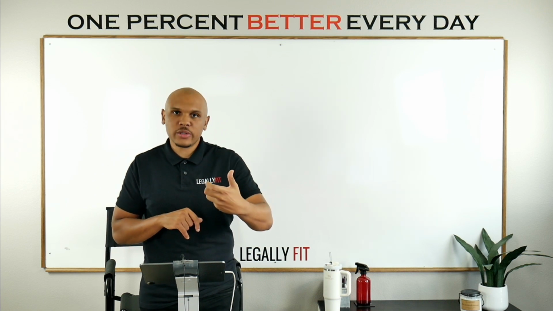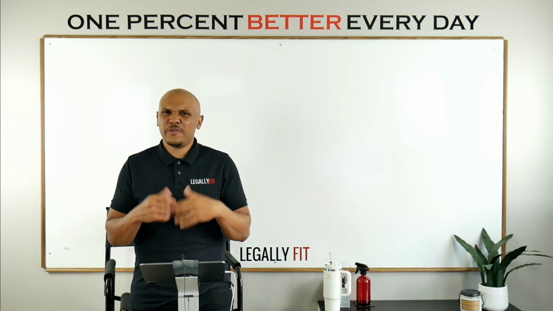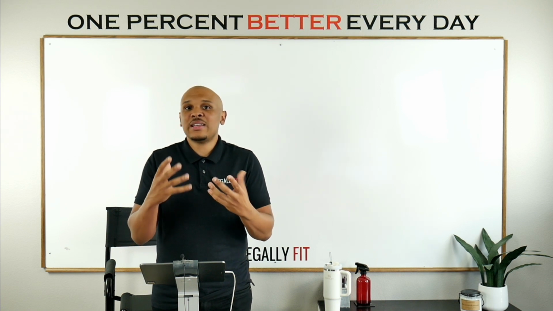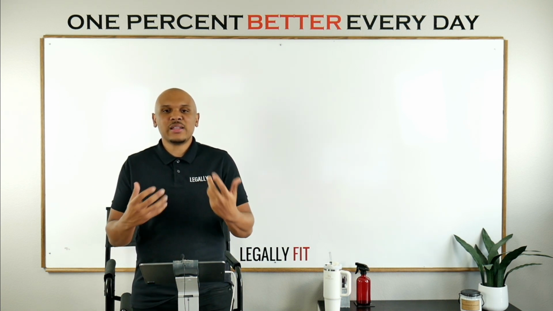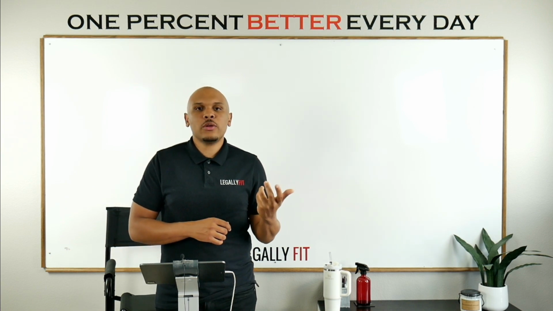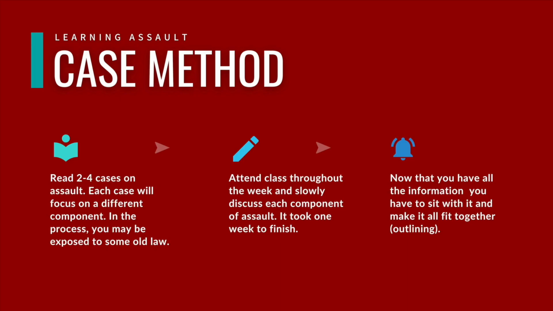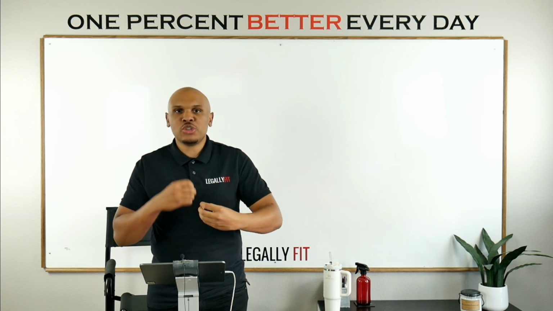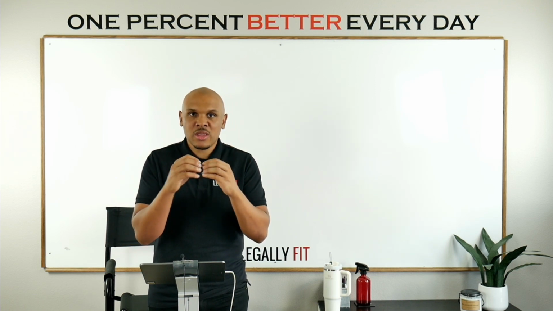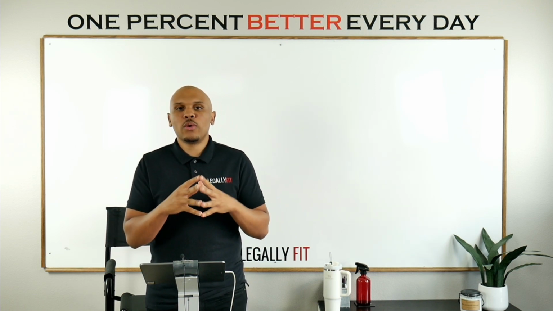Anybody who's in torts, this is one of your intentional torts. But if you're not in torts, it's okay. The idea is that you've started learning some topic. When you start learning a topic, how does this work? The first thing that is done is that you are assigned, let's say, a collection of cases for that topic. On assault, maybe it's 2 to 4. Each case will focus on a different component of assault. So you're basically being slowly dripped the information that will collectively make your rule for that topic.